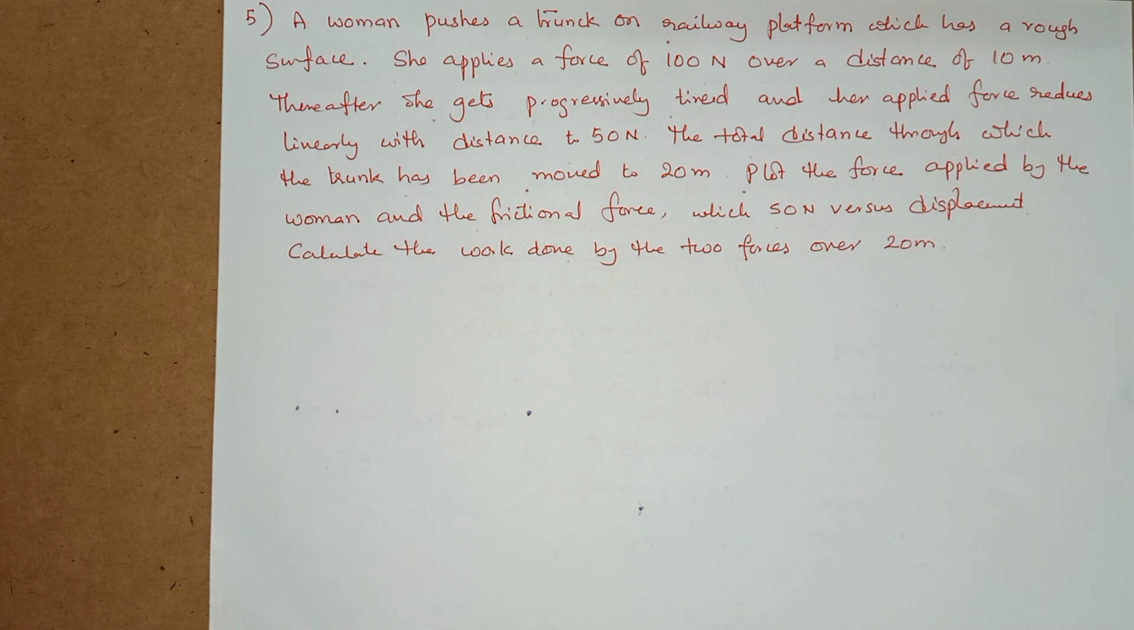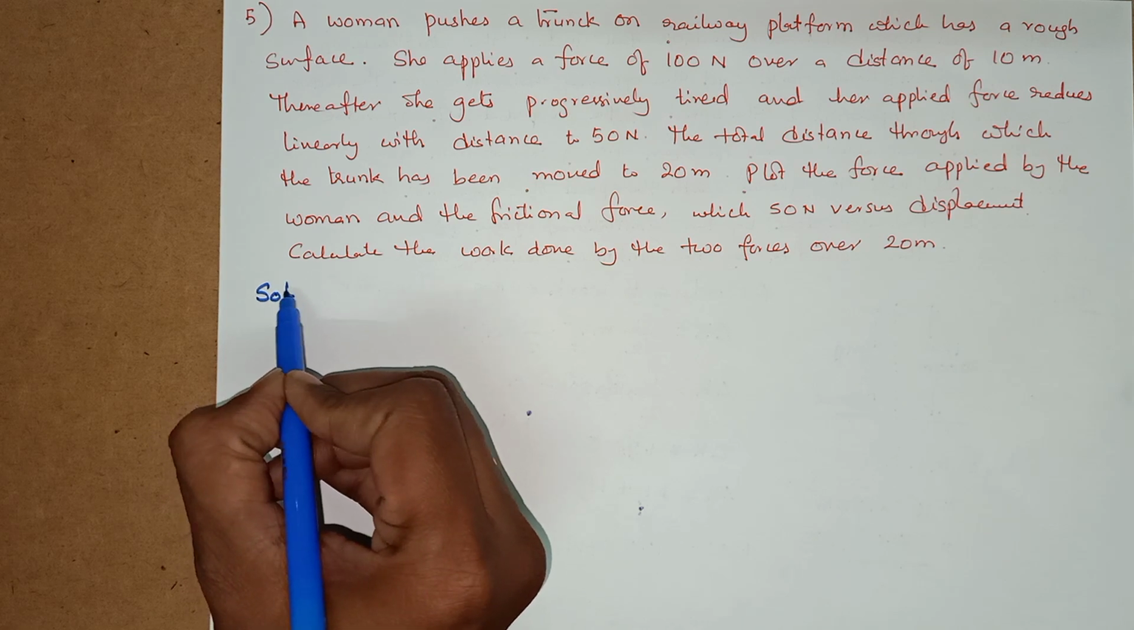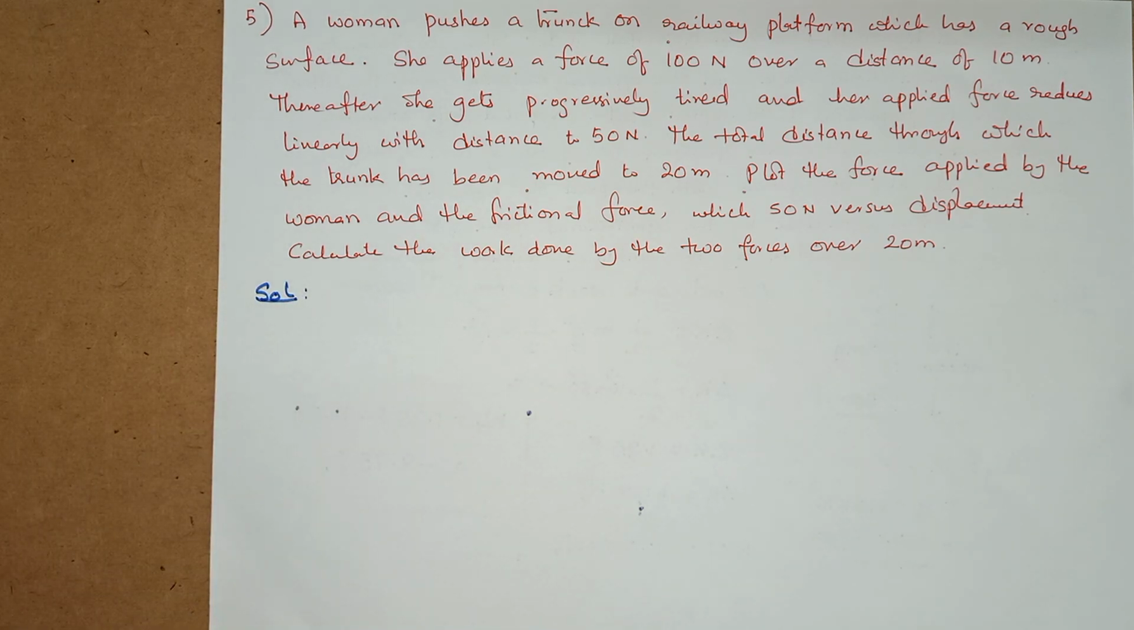Now this is a problem of varying force. How do we calculate work done where the force changes over the displacement? Let's see how to solve such problems. First, a woman pushes a trunk with an initial force of 100 newtons, so that the trunk moves 10 meters. Thereafter she gets tired and the force reduces linearly from 100 to 50 newtons, and it moves another 10 meters, to 20 meters.